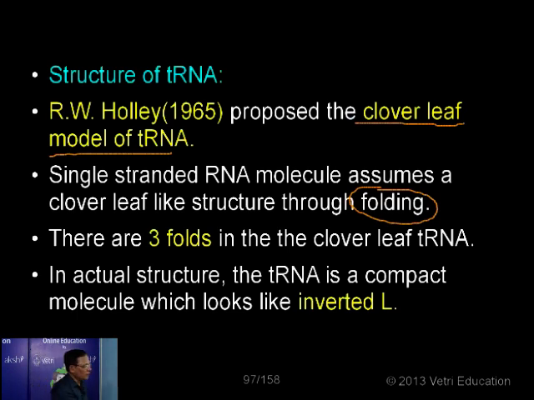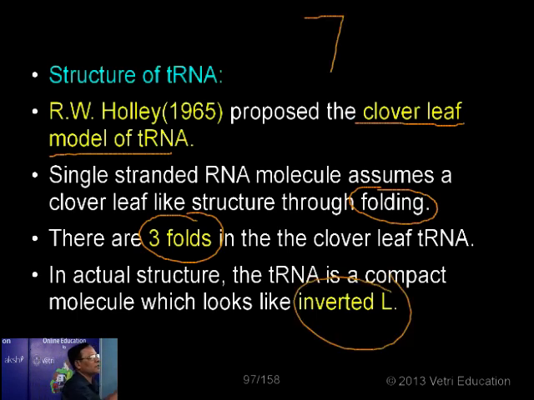There are 3 foldings or 3 folds in the tRNA, giving the structure of a clover leaf. In actual practice, the tRNA is a compact molecule looking like an inverted L, just like a seven. It is a compact molecule in a normal arrangement. But because of the folding, this is an apparent structure of the inverted L, and it assumes what is called a clover leaf model.